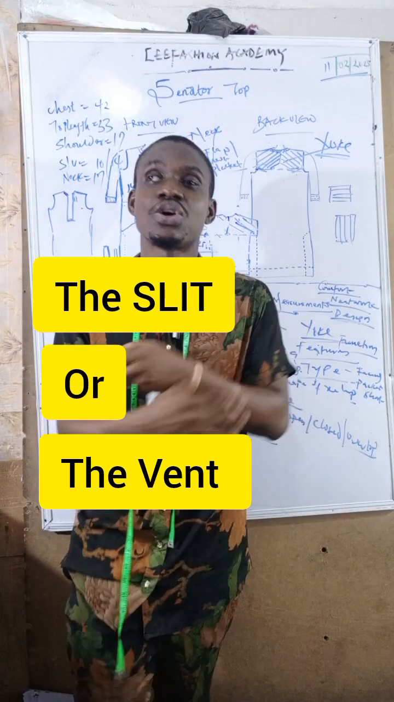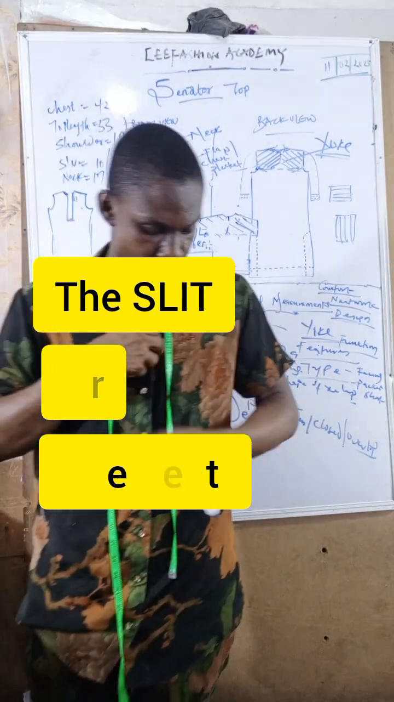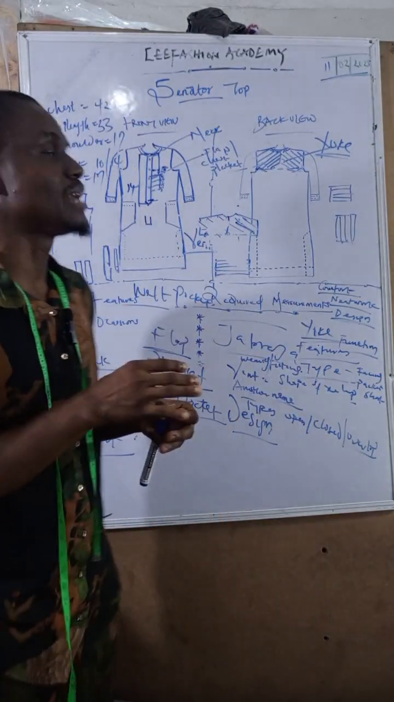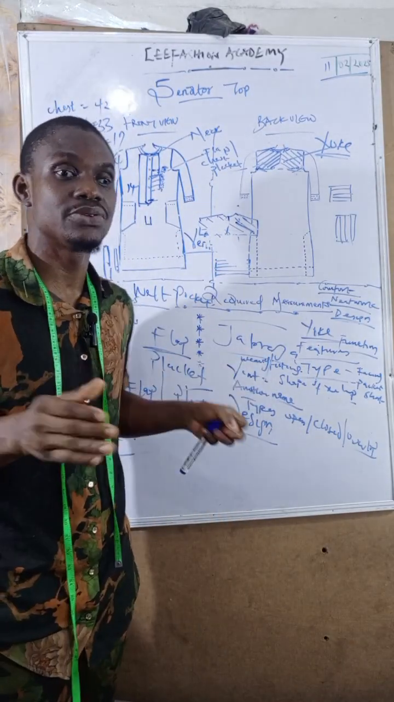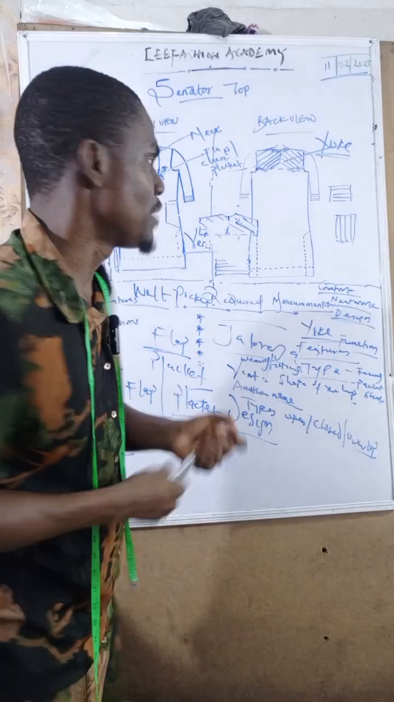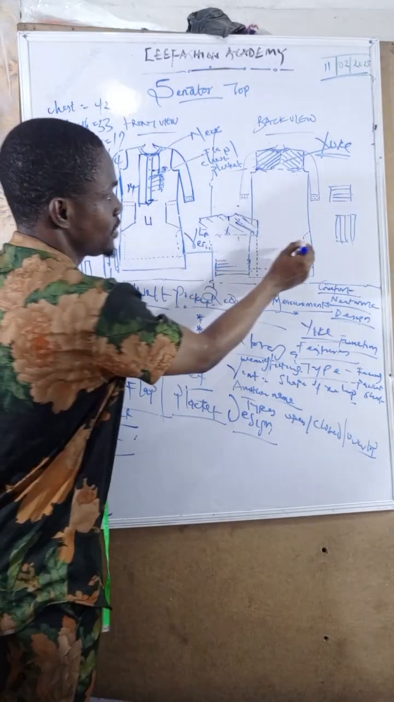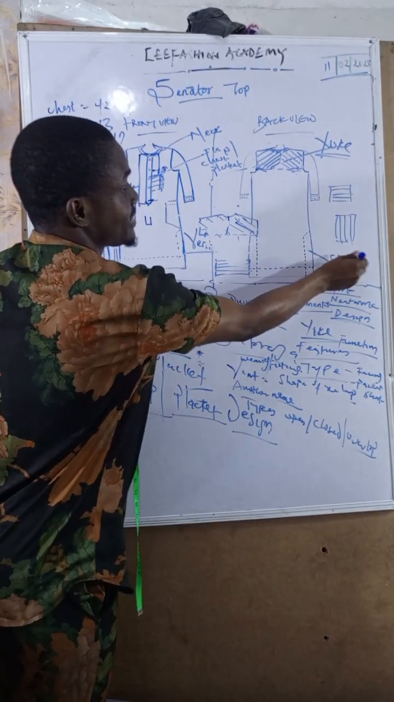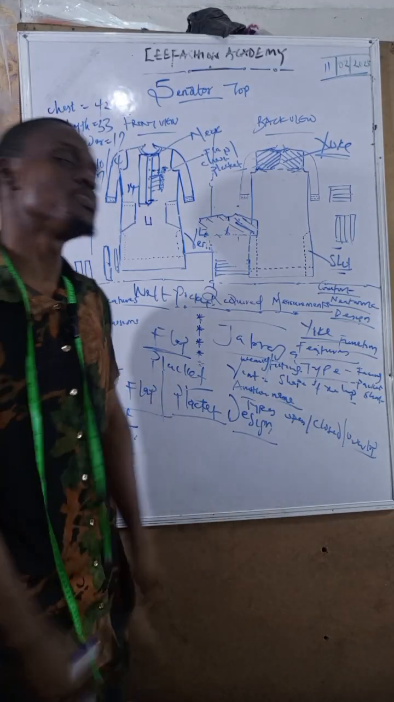Okay, so today we are going to be talking about something which is very, very important. You can find it on a female dress or on a male dress. And what is the name of that? It's called the slit. Look at it. That which we usually see by the side of our clothes. So let's talk a little more about that.